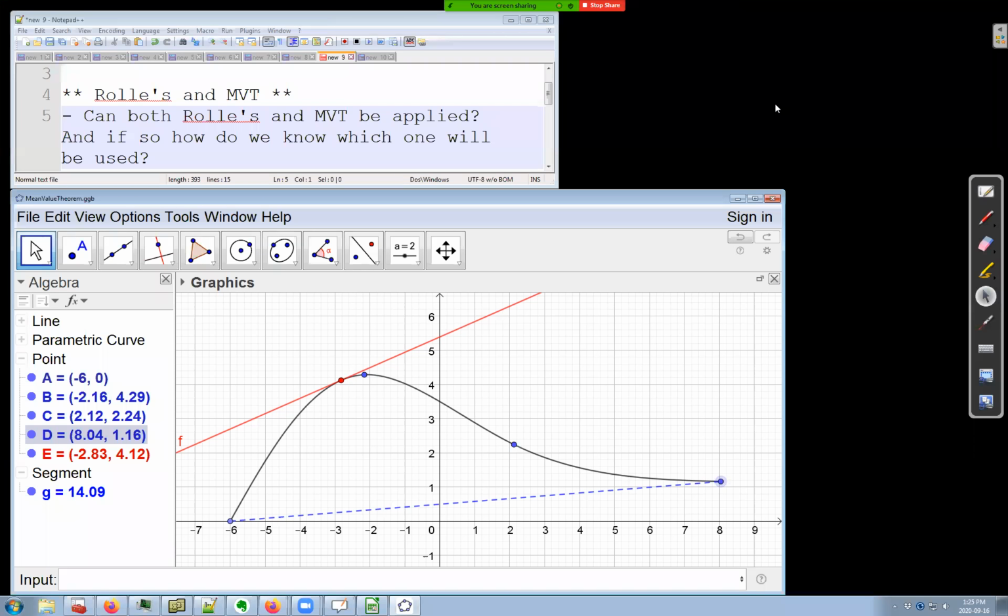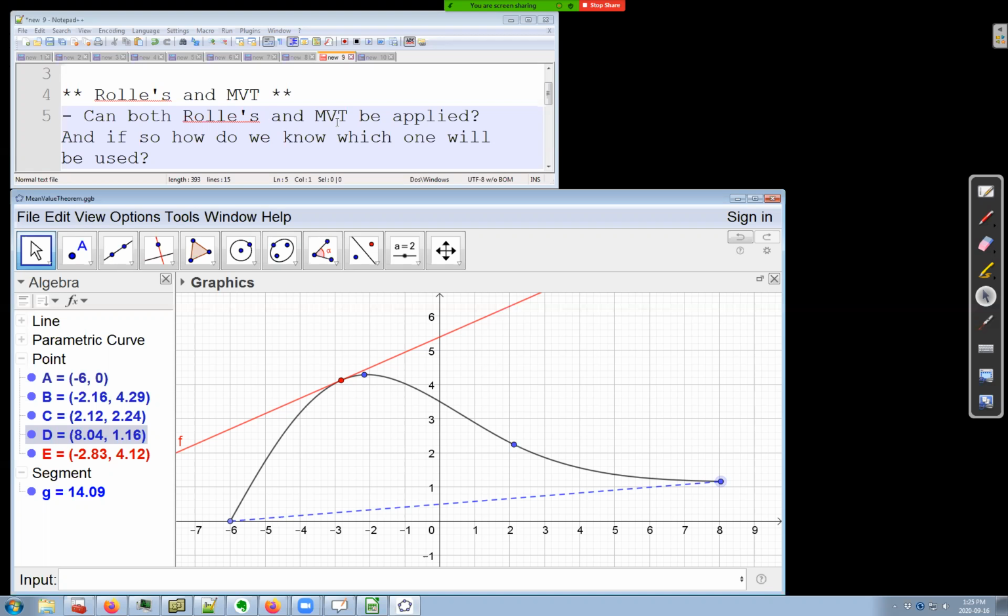Hi, Coach Travis here, and there's a question here about Rolle's theorem and the mean value theorem. I can definitely understand why this question would come up, because Rolle's theorem and the mean value theorem are very closely related. That's what you should understand, and so it can be kind of confusing sometimes. Which one's which? The question is, can both Rolle's theorem and the mean value theorem be applied? And how do we know which one to use?